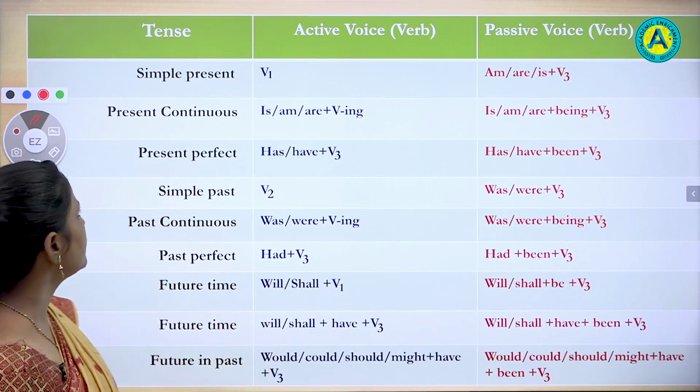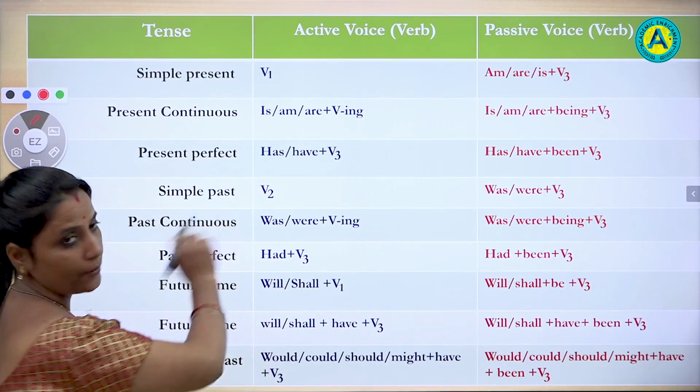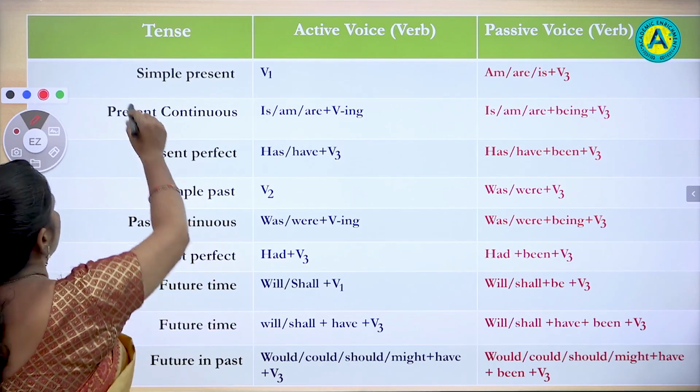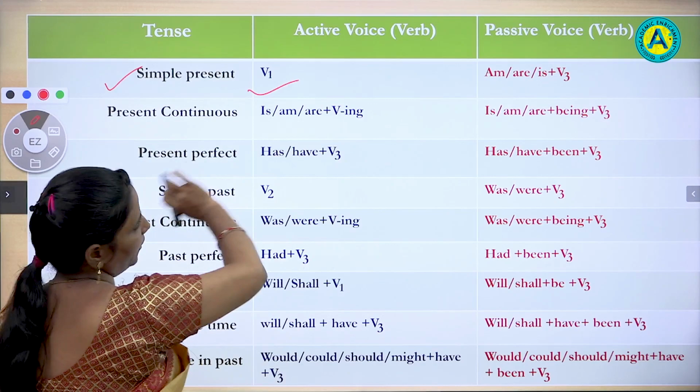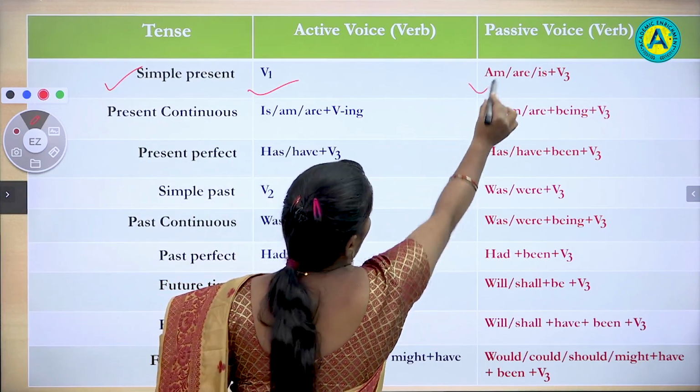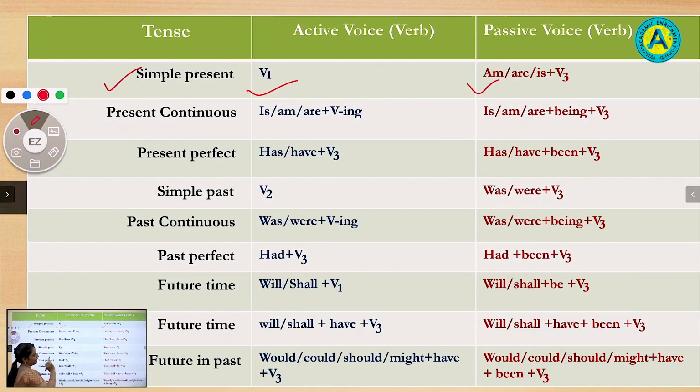Okay, students, these are the different forms of active voice and passive voice. Simple present: in active voice, verb 1; in passive voice, is/am/are followed by verb 3. Present continuous: in active voice, is/am/are followed by verb ing. In passive voice, is/am/are followed by being followed by verb 3.